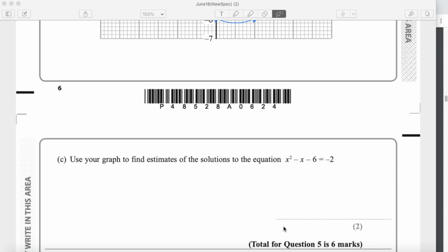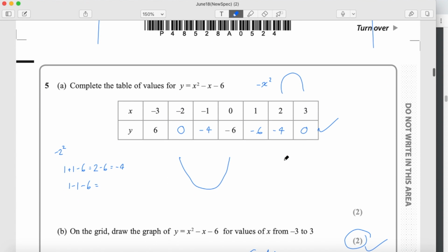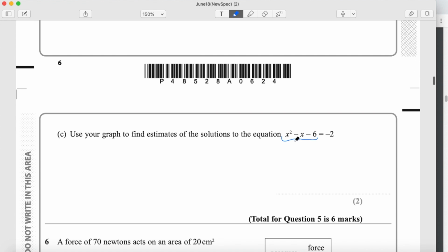Of this June 2018 paper, paper 2, and it's a calculator paper. So question C: use your graph to find estimates of the solutions to the equation x squared minus x minus 6 equals minus 2. So we can see that this part on the left hand side of the equal sign is the exact same as what we had for part 5a. So that's something we recognise here.